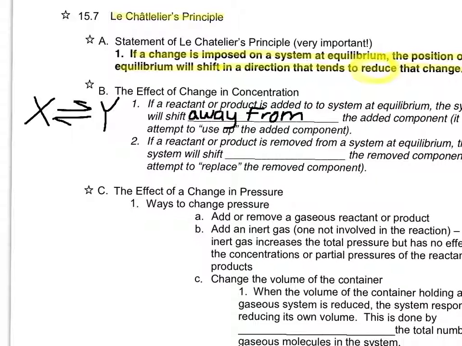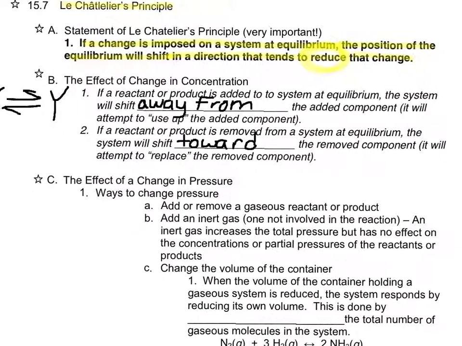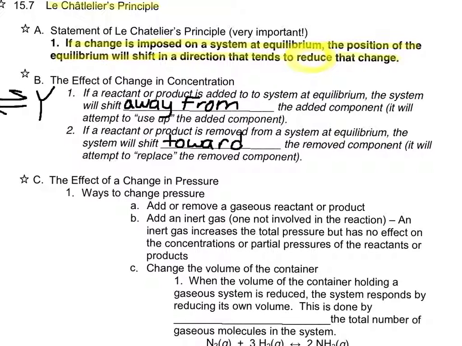Now if I take some stuff away, let's say I remove X, well, my system's going to want to make more X, so it's going to start using up Y to try to make X, so it's going to shift to the left. If I removed some Y, it's going to shift to the right. So if I remove some reactant or product from the system, it's going to shift towards that removed component to try to replace it. These two ideas are incredibly important in Le Chatelier's principle. You need to be sure that you know those.